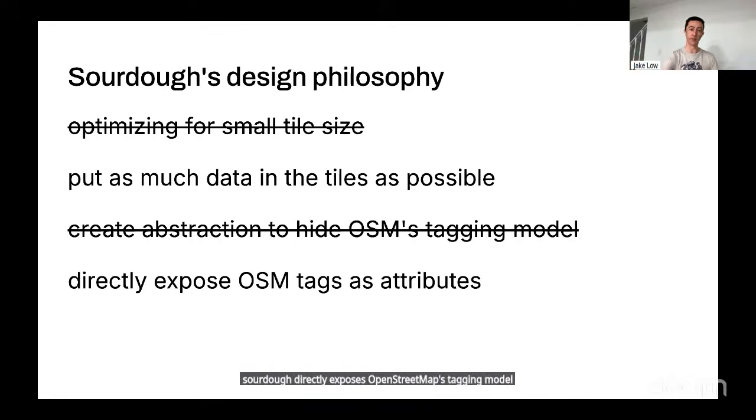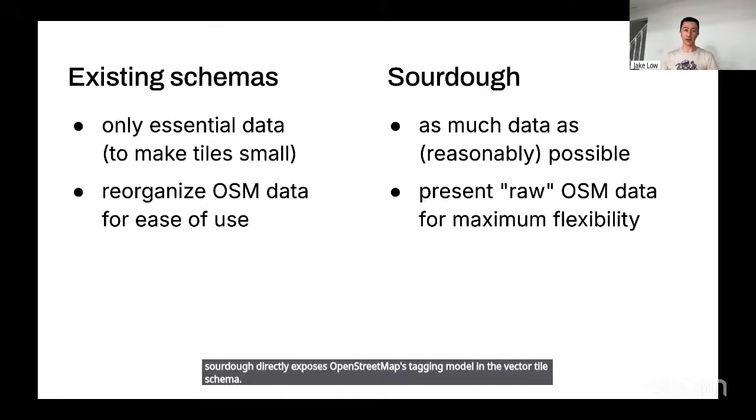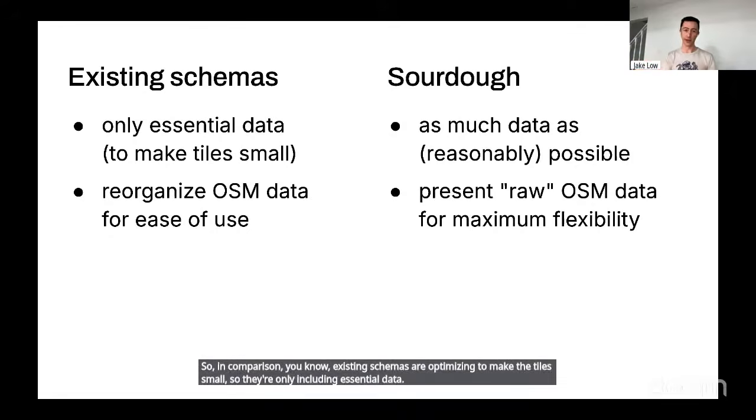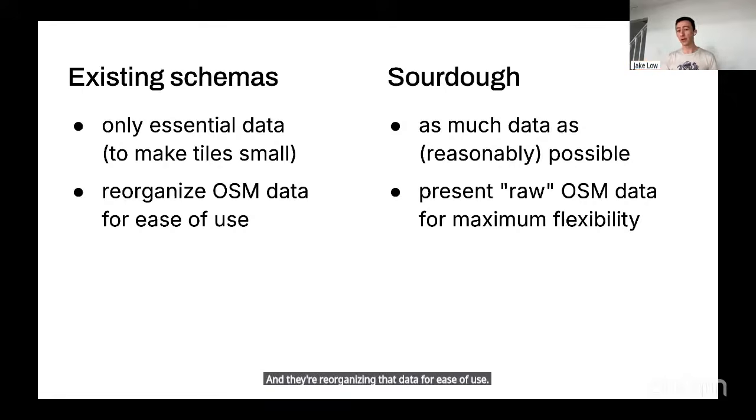So in comparison, existing schemas are optimizing to make the tiles small. So they're only including essential data, and they're reorganizing that data for ease of use. Sourdough, in contrast, is including as much data as can fit in the tiles and presenting that data in a very raw form so that it provides map makers with maximum flexibility.